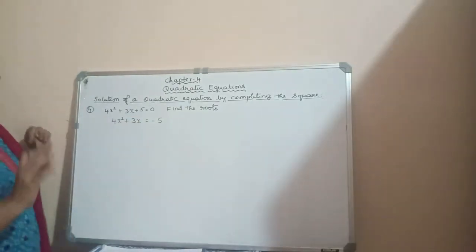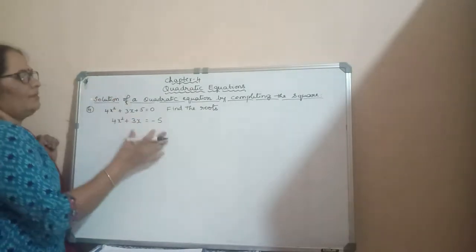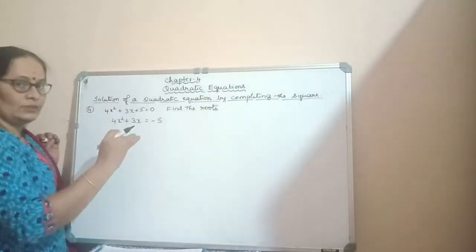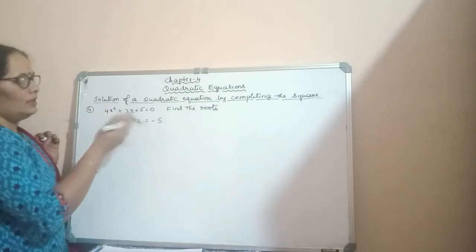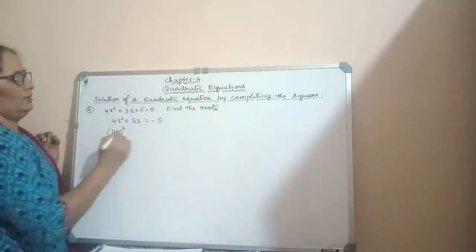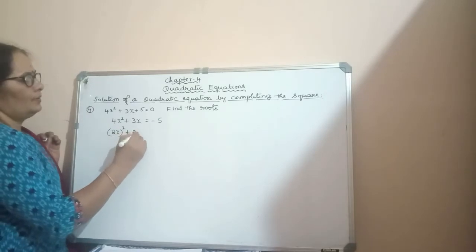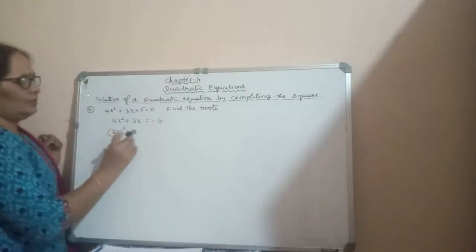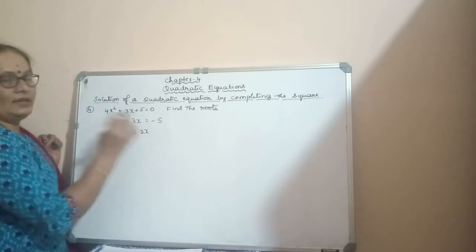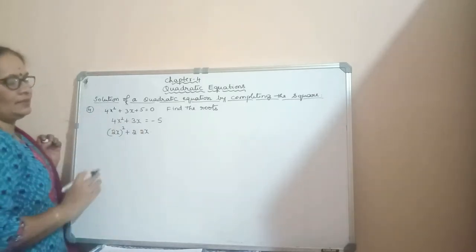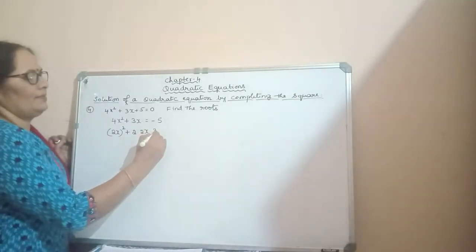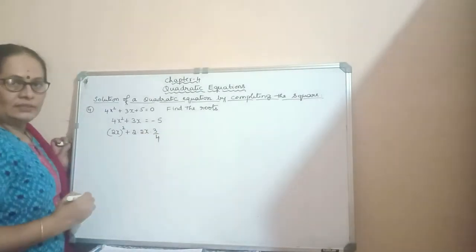Now I will not divide the whole equation, as in the previous one where I divided. Here also you can write 2x whole square plus 2ab. So 2, a is 2x. Then what will be b here? Here it is 3x. What will be b here? 3 by 4. b is 3 by 4.